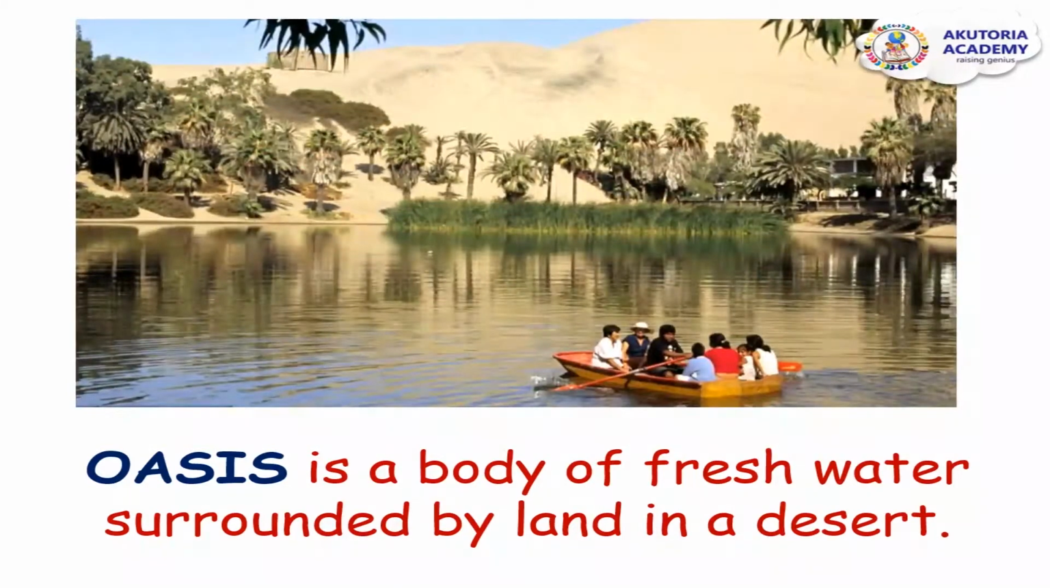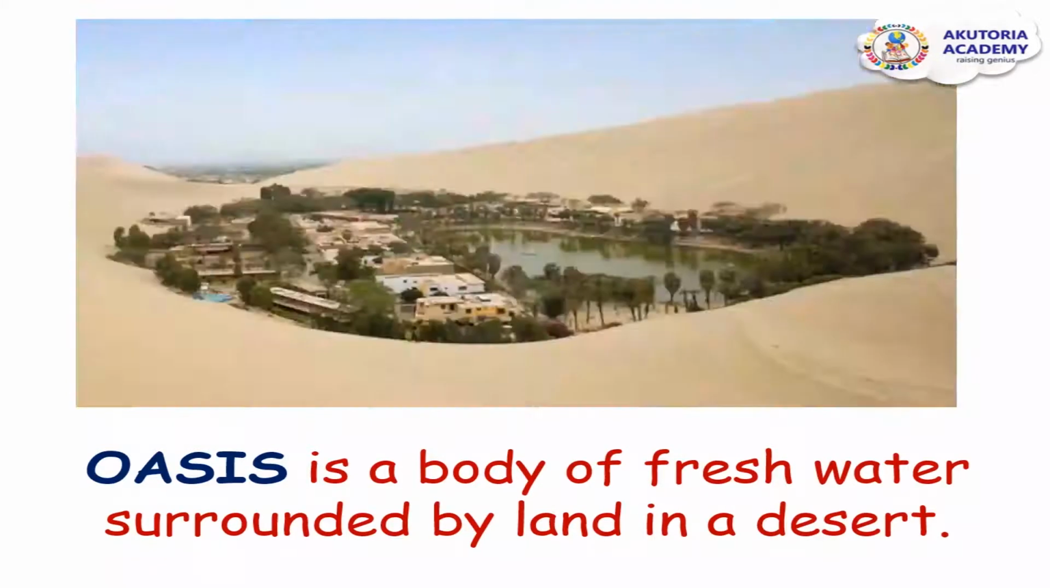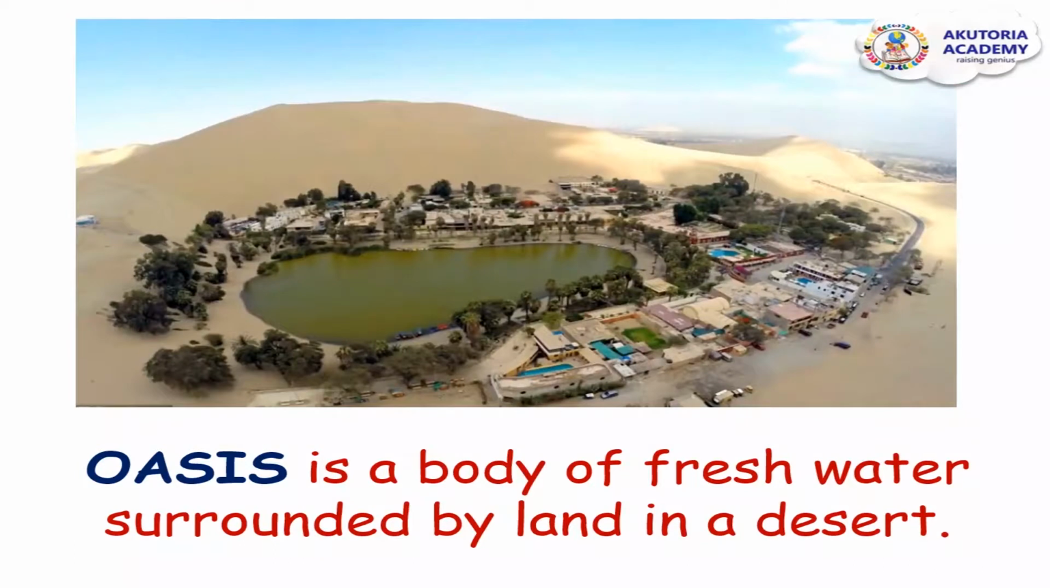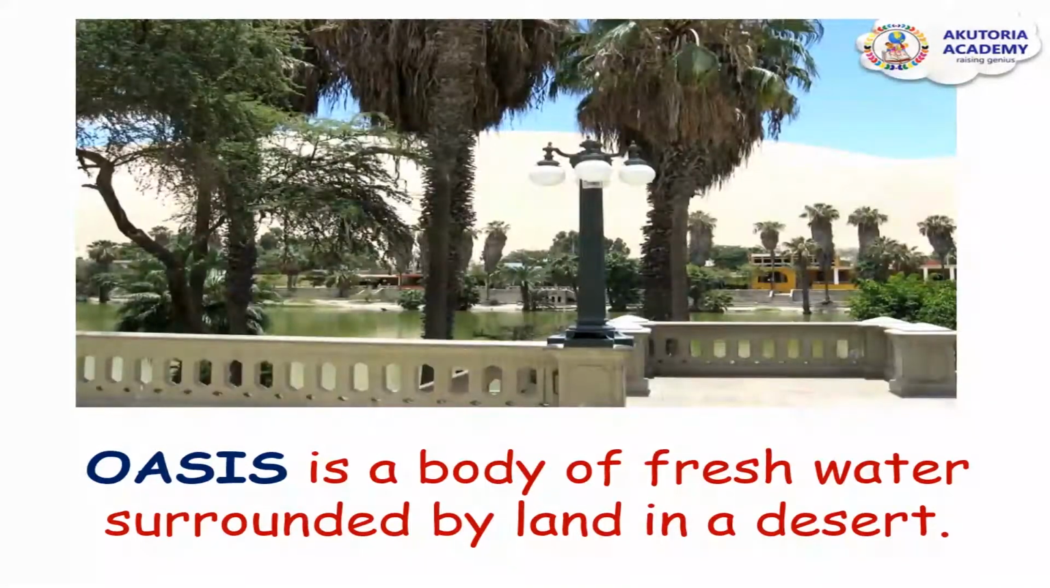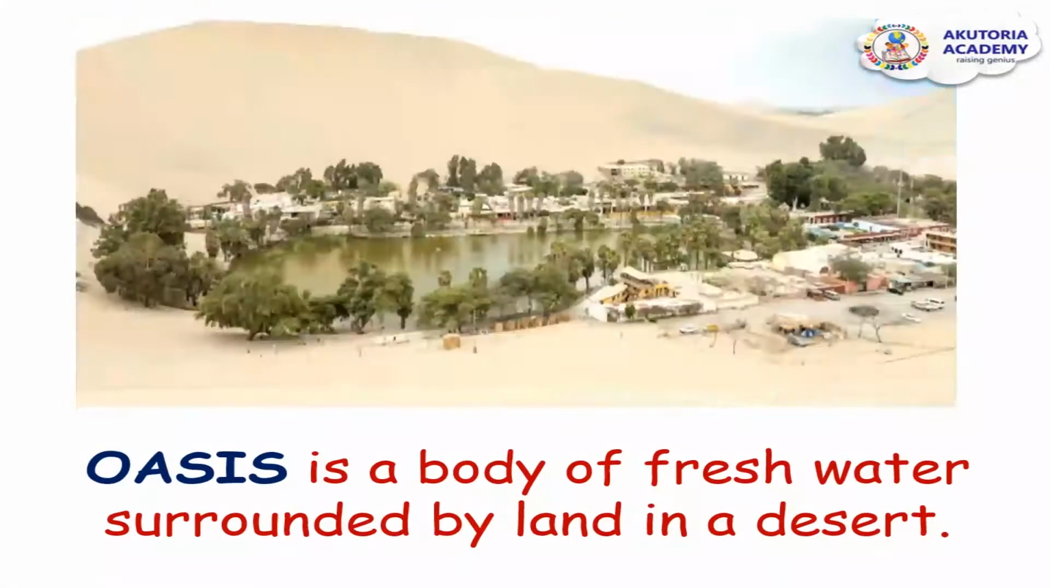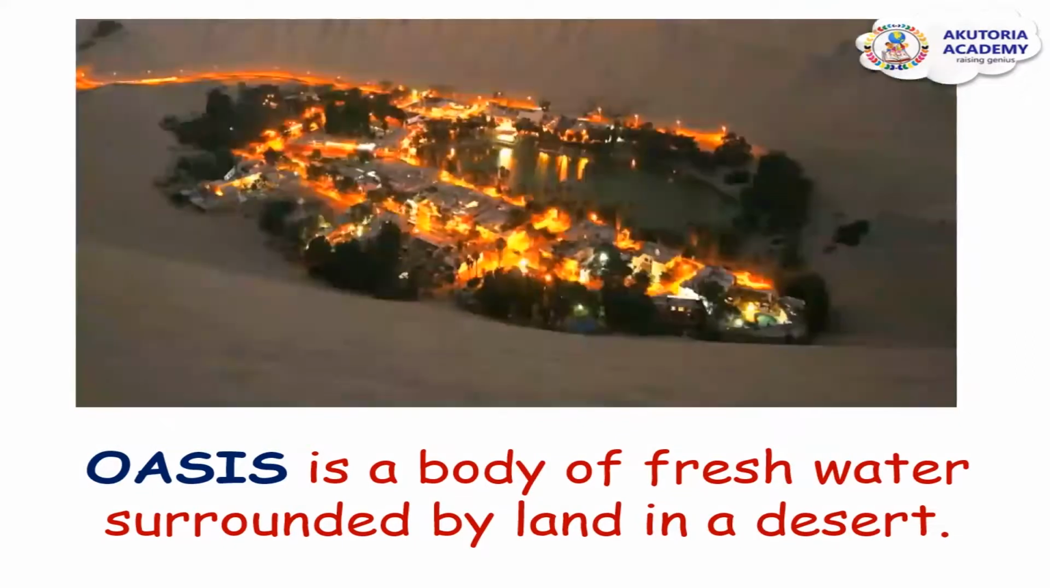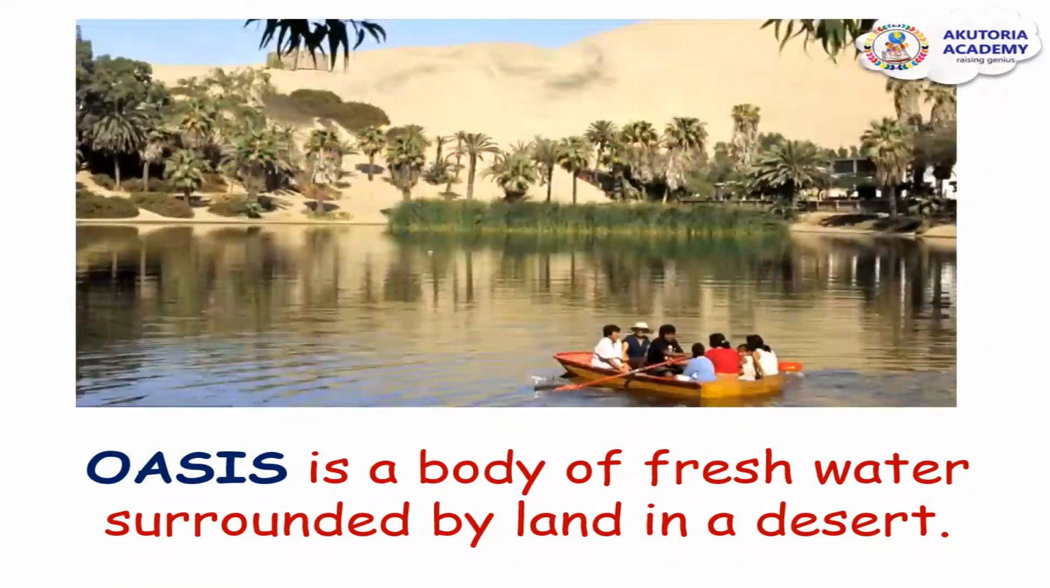An oasis is a body of fresh water. Fresh water because you can drink the water, you can swim in it, you can wash your clothes with it, you can do anything you want to do with the water. That's why it's called fresh water. So, a body of fresh water surrounded by land in a desert. Oasis.